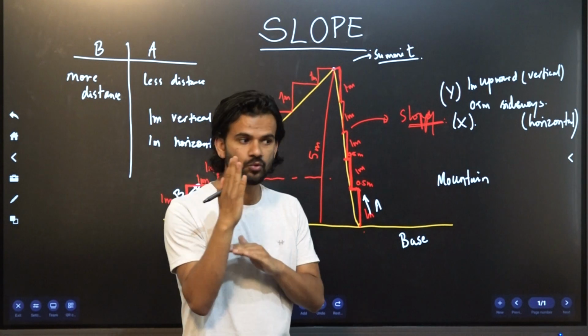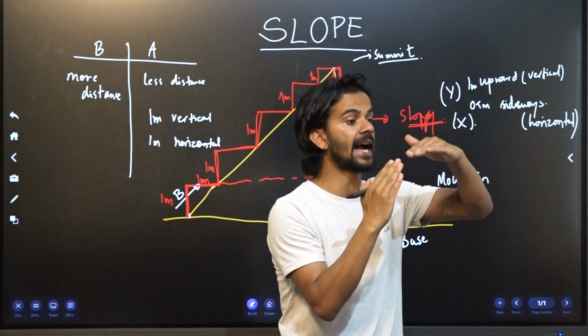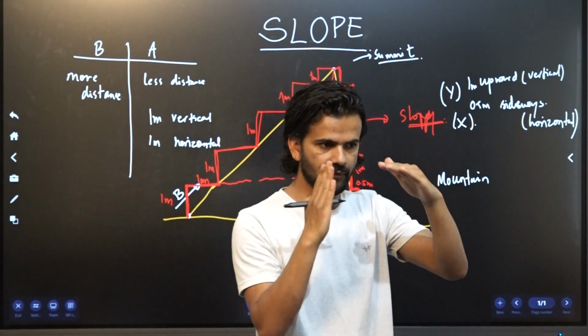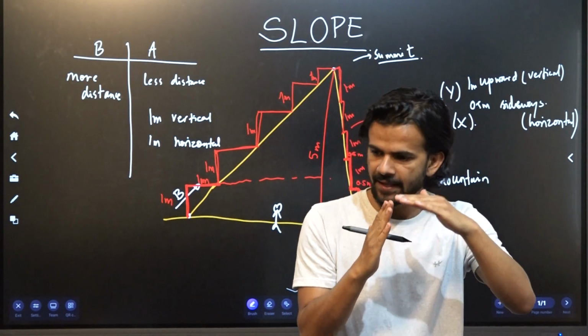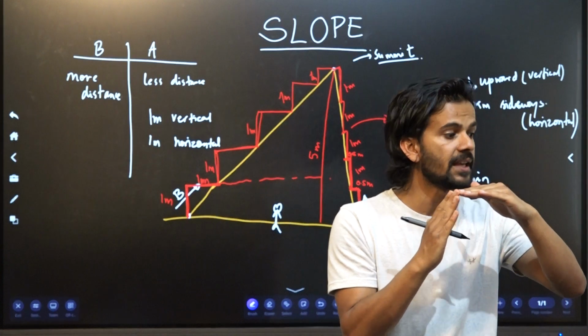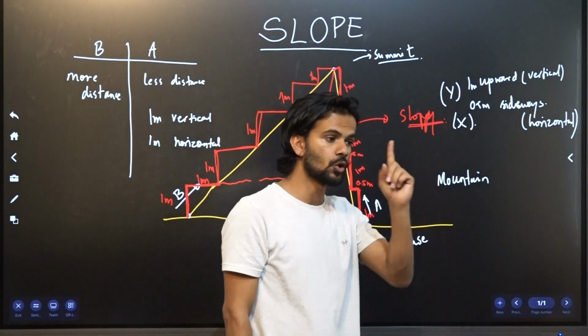You compare these two distances. You cover the same vertical distance and you check how much horizontal distance you are covering. If you are covering the same amount of vertical distance, and your horizontal distance is smaller, that means you are traveling a more slopey path.